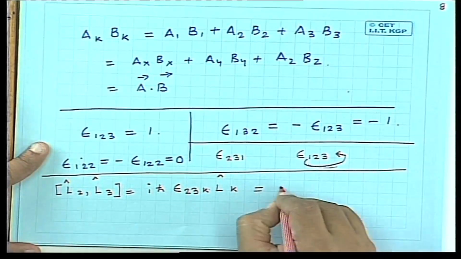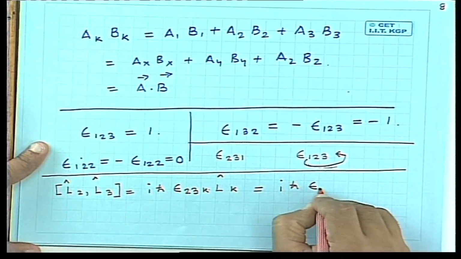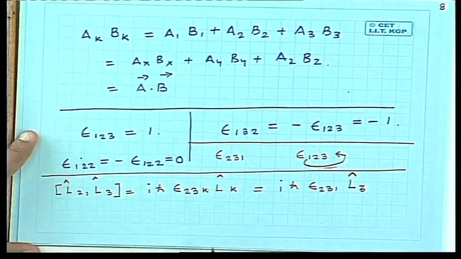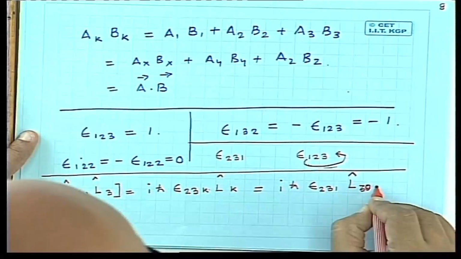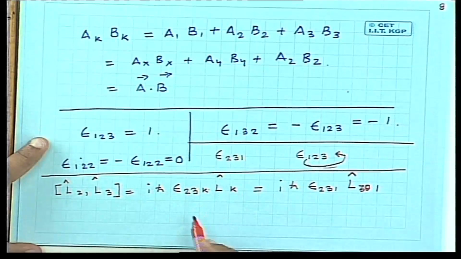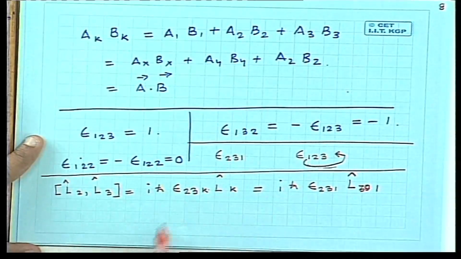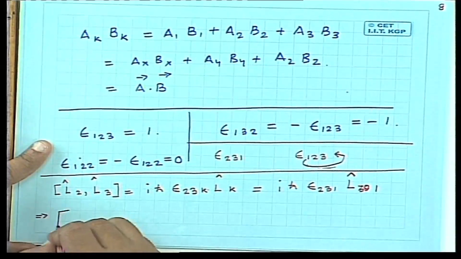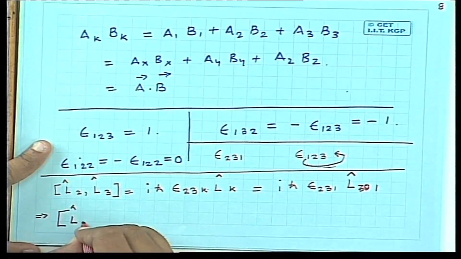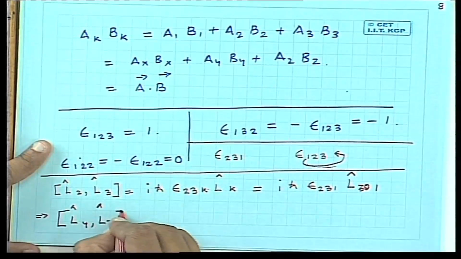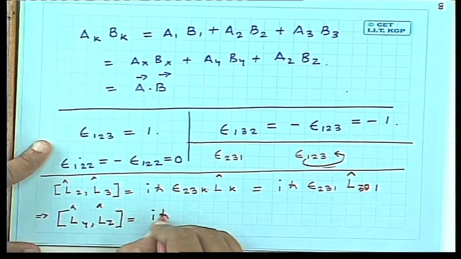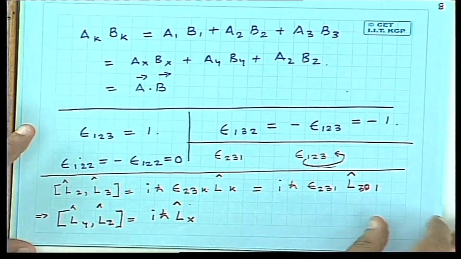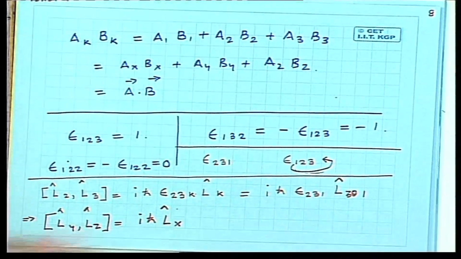So this is equal to i h cross epsilon 2, 3, 1, which is plus 1, into L1. k will also take the value 2. When k takes the value 2, this epsilon is 0, and when it takes the value 3, again epsilon is 0. So this basically implies in the usual notation that the commutator of Ly and Lz is equal to i h cross Lx. So this is what the notation means. We just considered another example of this commutation relation.